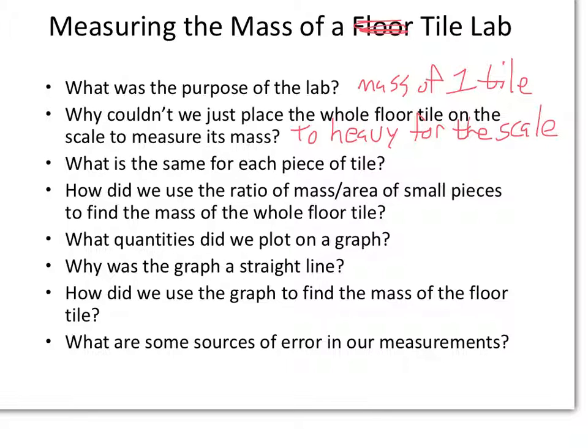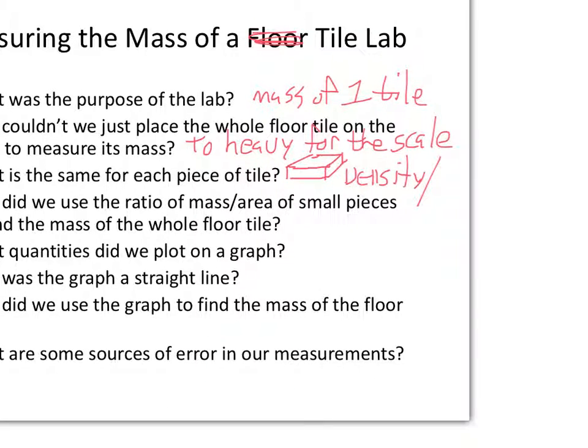What is the same for each piece of tile? Well, that's an interesting question because there are a couple of things. They all revolve around one specific thing, and that's the thickness. All the pieces of tile had the same thickness. Well, if they have the same thickness, then if their mass per unit volume is the same, then they all have the same density. So, density, that is an N, density and thickness. I'll write that on here.